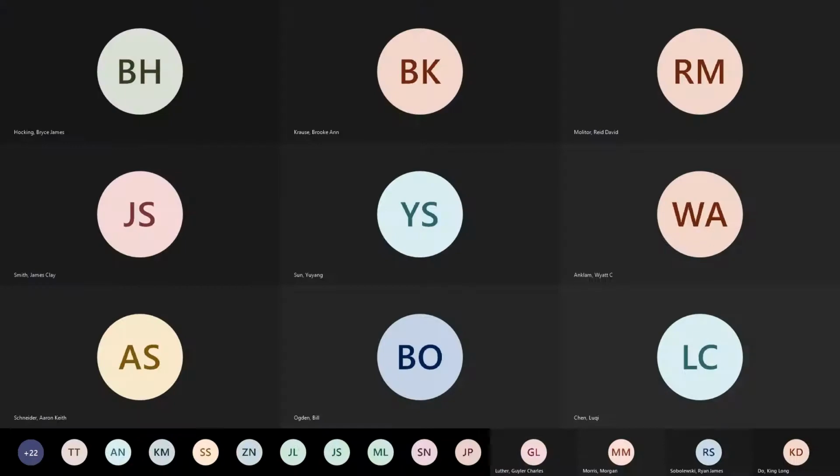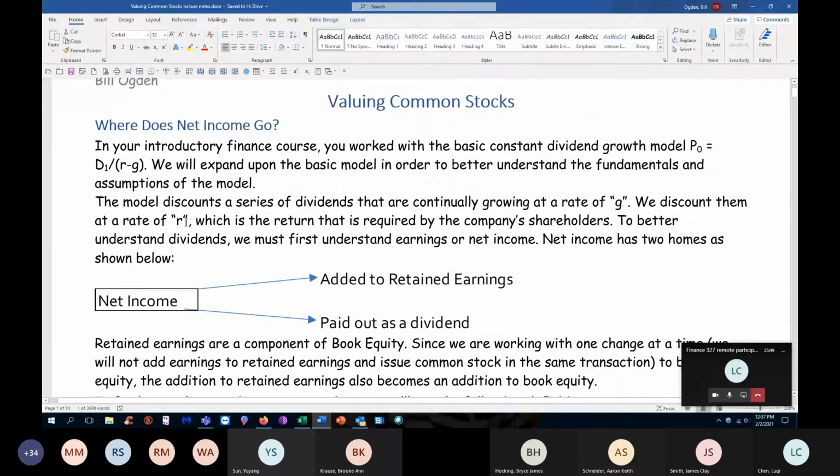theoretically. They will discount all of them at a rate of R, which is the return required by the company shareholders. So to better understand dividends, we must first understand net income.